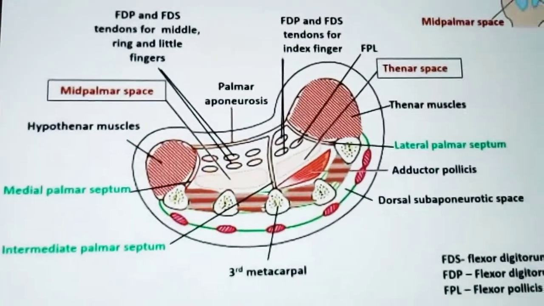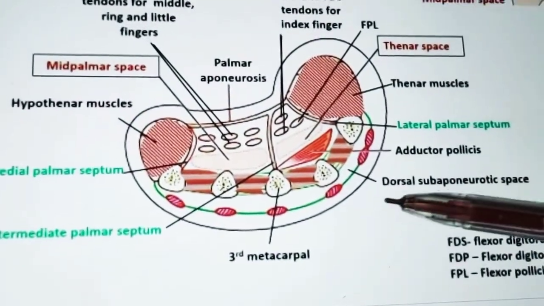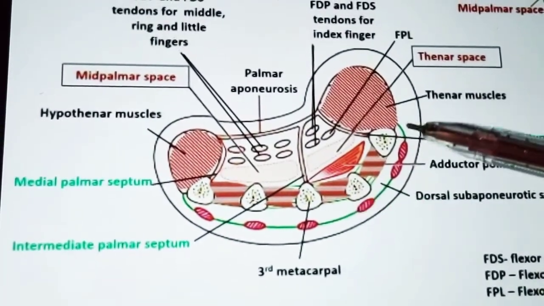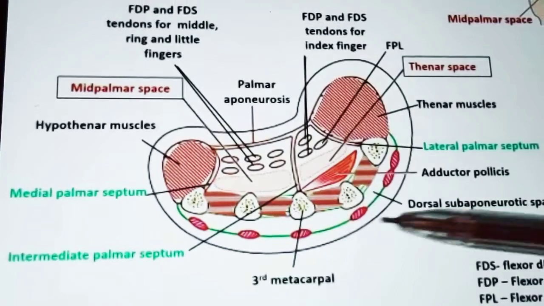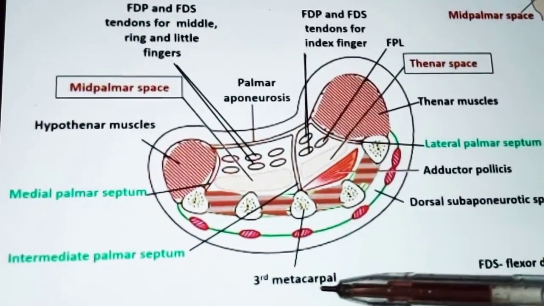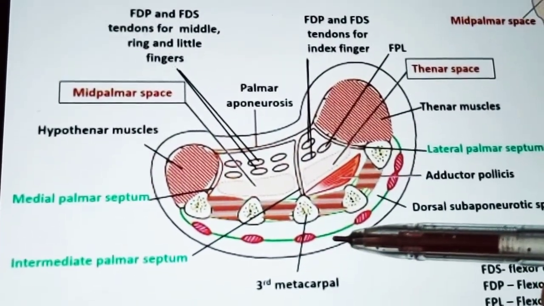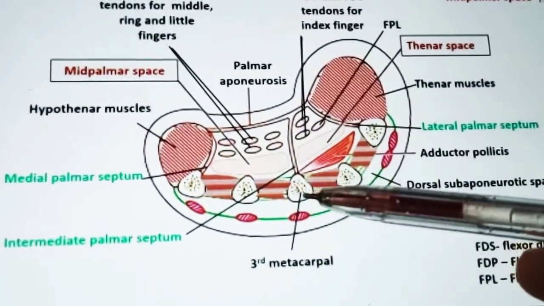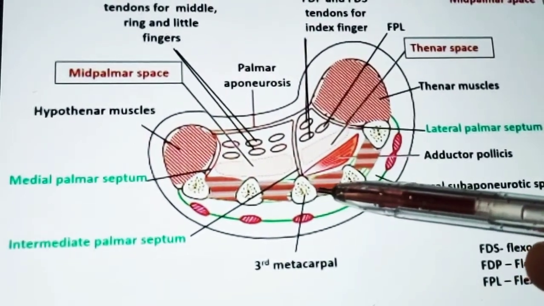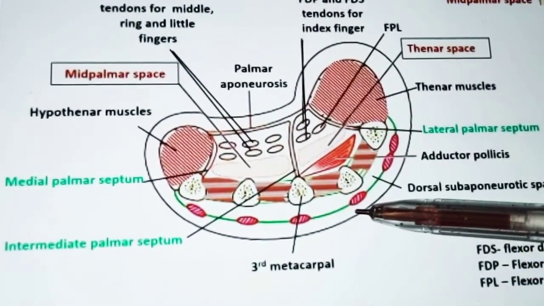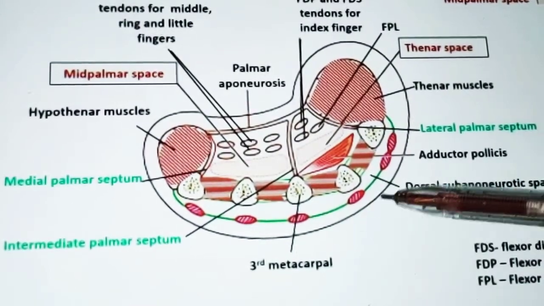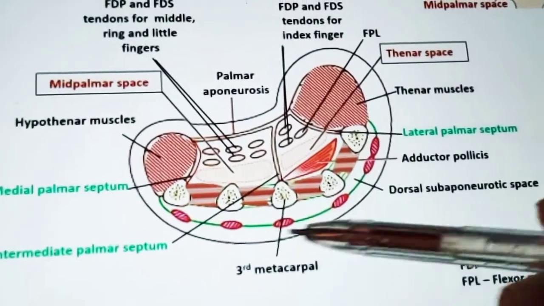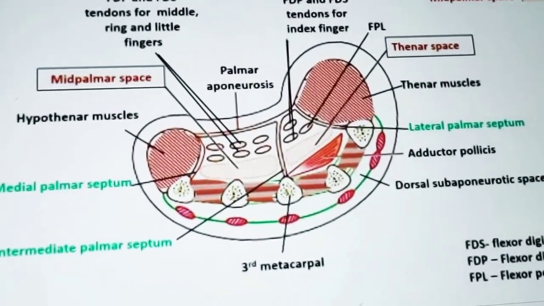If you see the dorsal spaces, it's written clearly here: the dorsal subaponeurotic space. The dorsal space is in turn divided into the dorsal subcutaneous and dorsal subaponeurotic space. The dorsal subcutaneous space lies immediately deep to the loose skin of the dorsum of the hand, and the dorsal subtendinous space lies between the metacarpal bones, you can see these are the metacarpal bones, and the extensor tendons, which are united to one another by a thin aponeurosis. Infections may sometimes occur in these dorsal spaces.